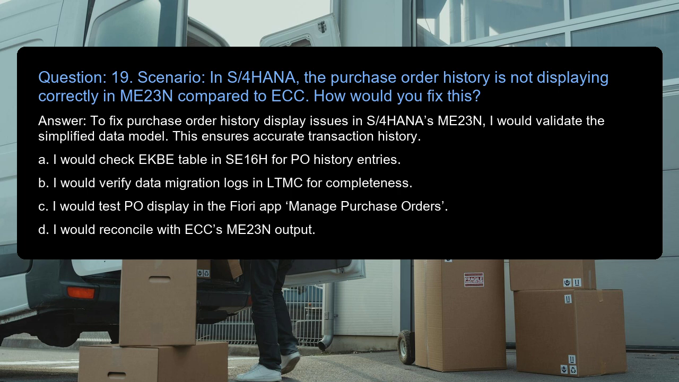A. I would check EKBE table in SE16H for PO history entries. B. I would verify data migration logs in LTMC for completeness. C. I would test PO display in the Fiori app manage purchase orders. D. I would reconcile with ECC's ME23N output.